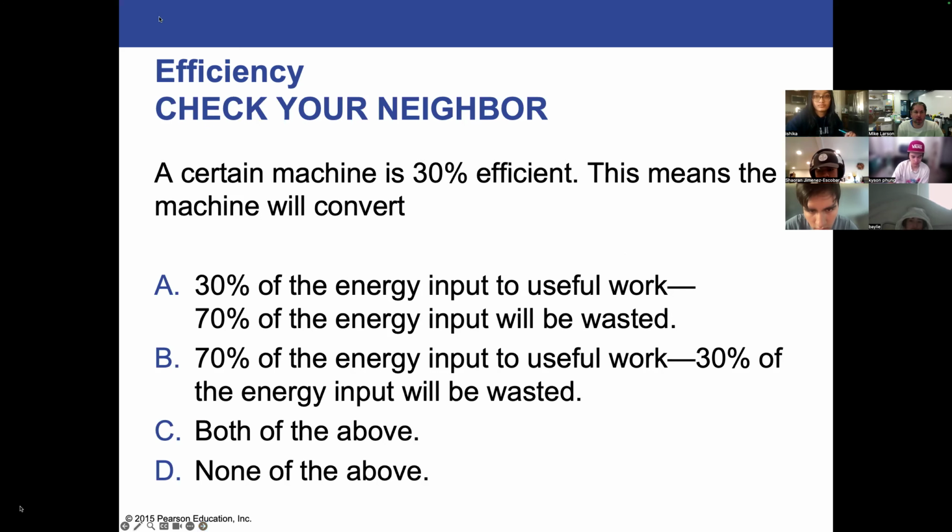So here's a good question about efficiency. A certain machine is 30% efficient. This means the machine will convert what? A: 30% of the energy into useful work, 70% will be wasted. B: 70% of the energy into useful work, 30% will be wasted. C: both, or D: neither. Well, it can't be both because these literally are two opposite things. So hopefully you can rule that one out. It's A, B, or D.